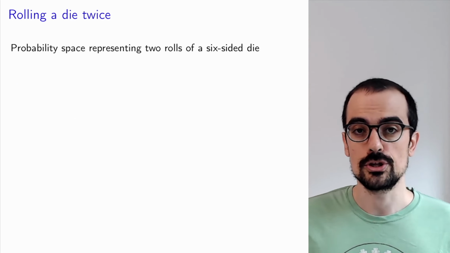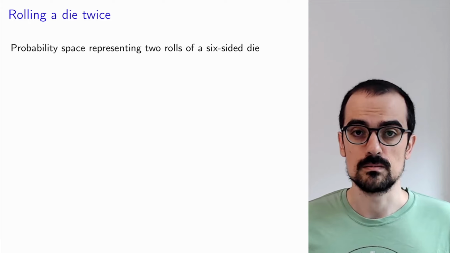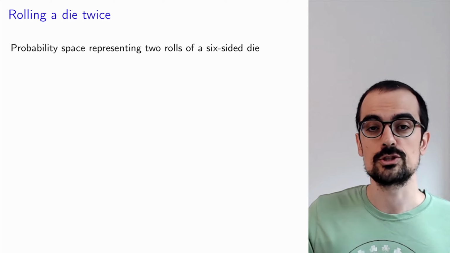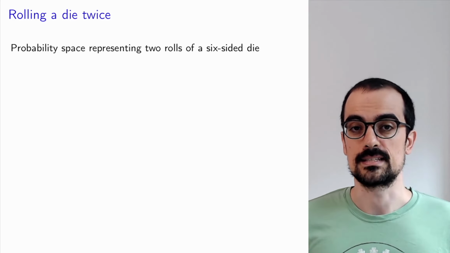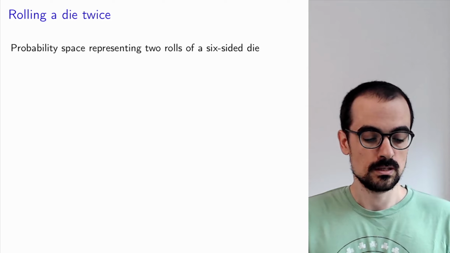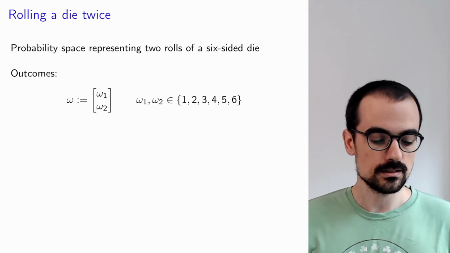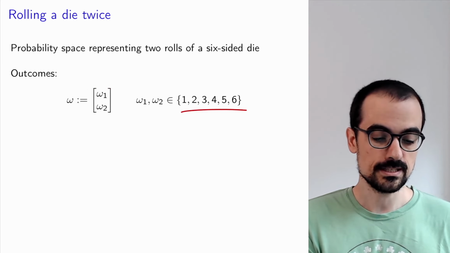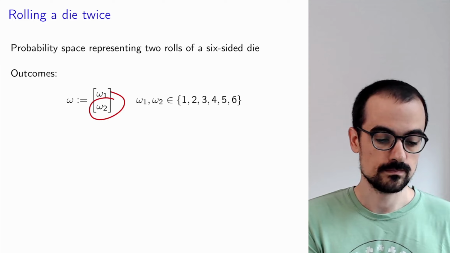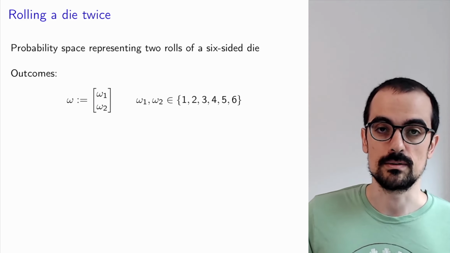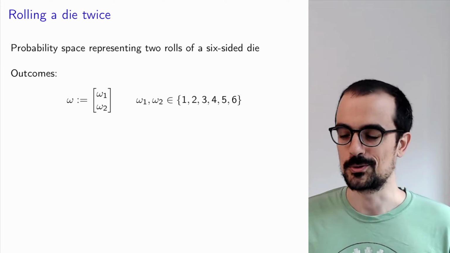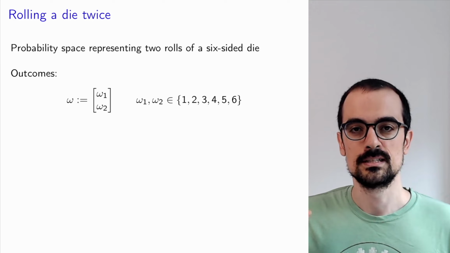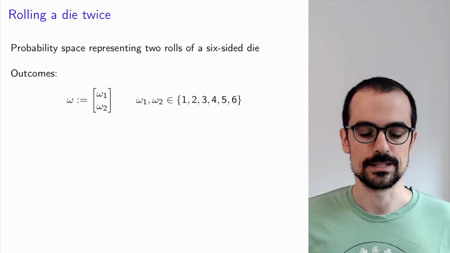The best way to introduce the mathematical definition of random variables is using an example. So imagine that we have a probability space which represents two rolls of a six-sided die. Each outcome can be represented as a two-dimensional vector where this is the first roll, which can be 1, 2, 3, 4, 5, or 6, and this is the second roll. So to produce an outcome in this probability space, we roll the die twice. You couldn't see me rolling the die. You roll the die twice, and those two numbers, that vector, is the outcome in the probability space.